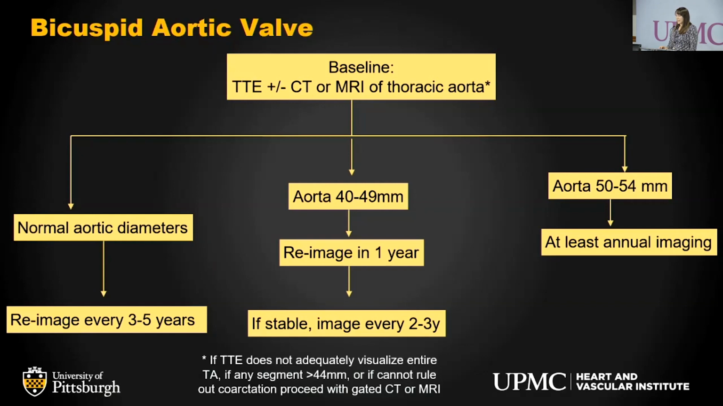If they have normal diameters, you can re-image every 3 to 5 years with the modality that is best for the patient, whether or not you have good echo windows. If it's in the 40 to 49 millimeter range, image every year. But if it's stable after imaging in a year, you can spread that back out to every 2 to 3 years again. If their aorta is large, which some might say 50, instead of annual imaging, you might want to pursue surgery, but if it's large, at least annual imaging in the 50 to 55 range.